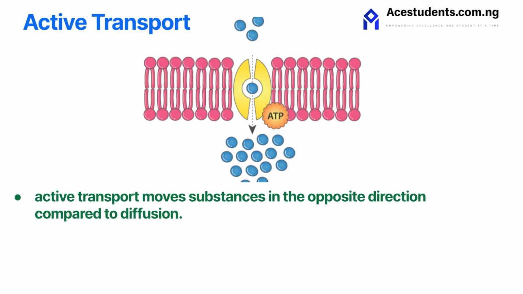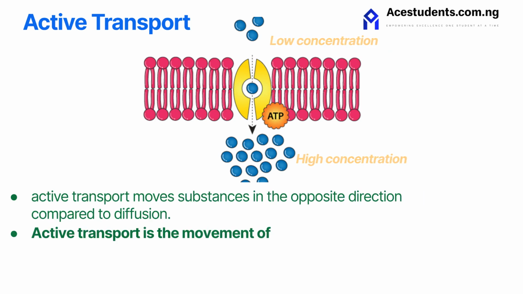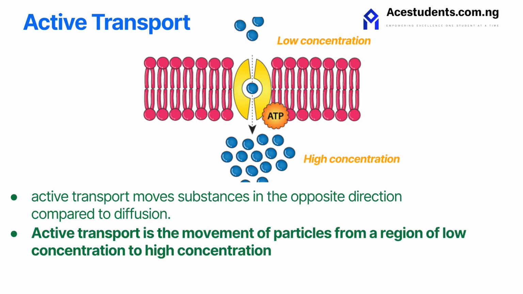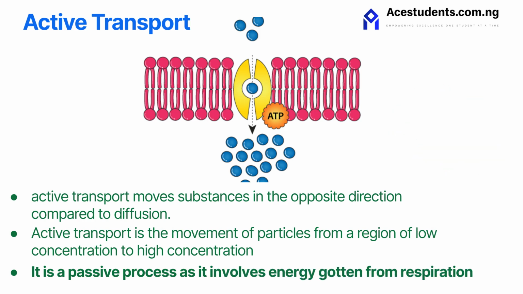Active transport is the movement of substances in the opposite direction compared to diffusion. Active transport moves particles from a region of low concentration to a region of high concentration, working against the concentration gradient. Unlike passive transport, this process is active because it requires the cell to use energy, which is typically obtained from cellular respiration.